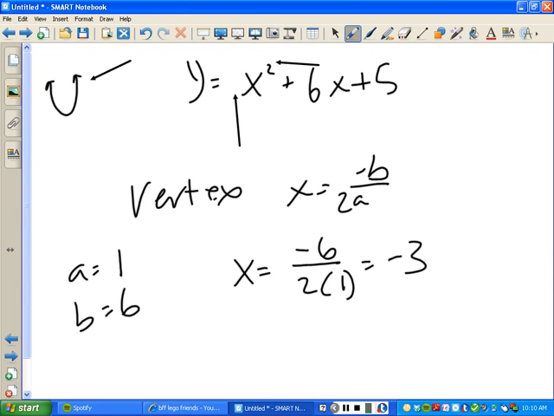Okay? Now, if we know the x-coordinate is negative 3, remember that the vertex is an ordered pair. The first part of the ordered pair is negative 3. How do I find the y version? Plug it in.